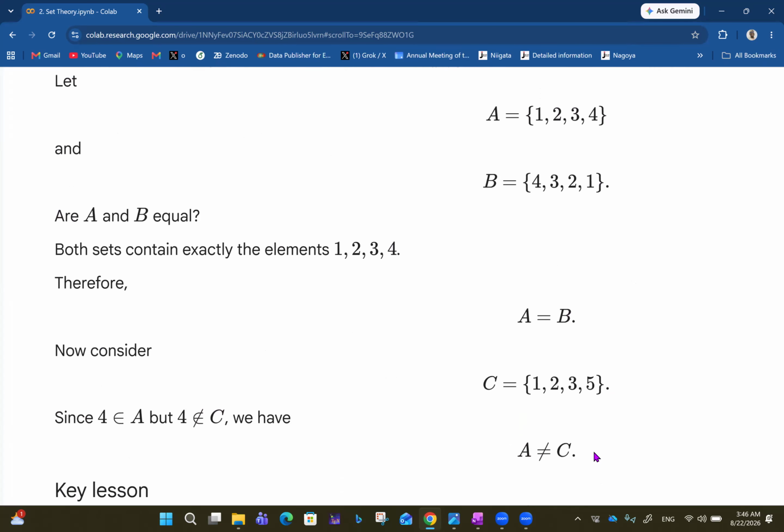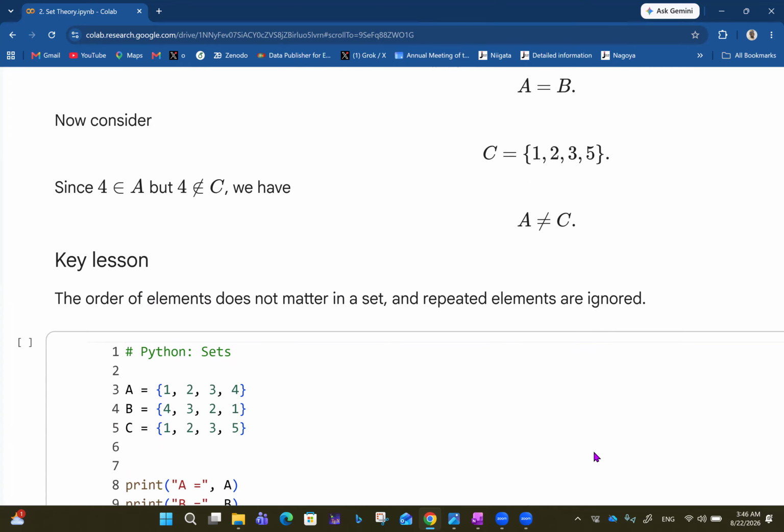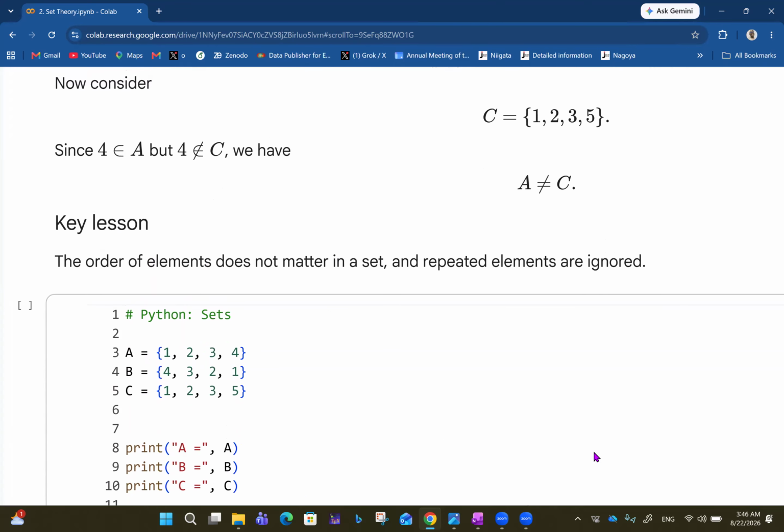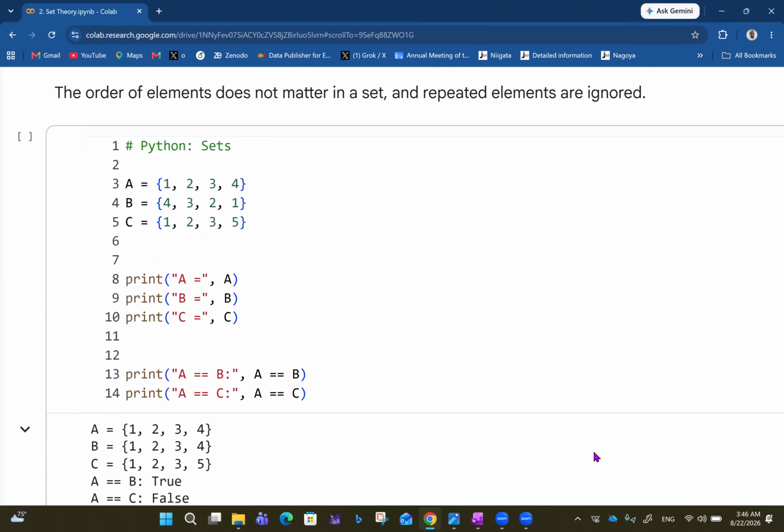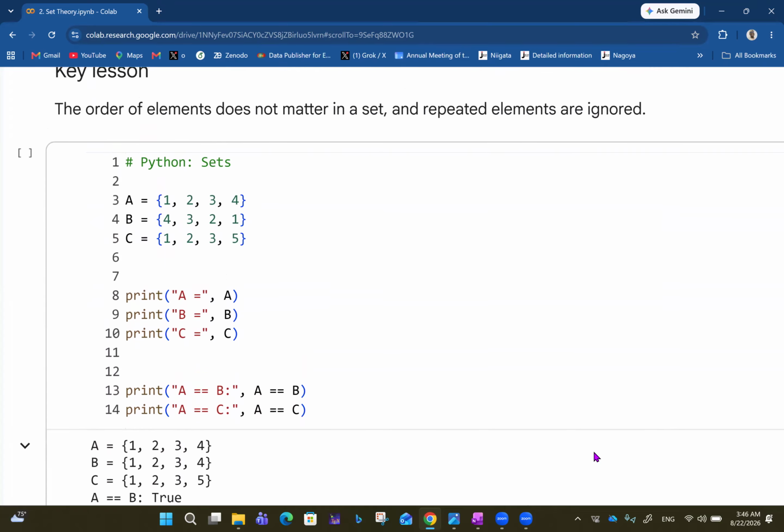A is not equal to C, yeah? So the key lesson is that the order of elements does not matter in the set, and repeated elements are ignored. So no matter what the order is, it doesn't matter.